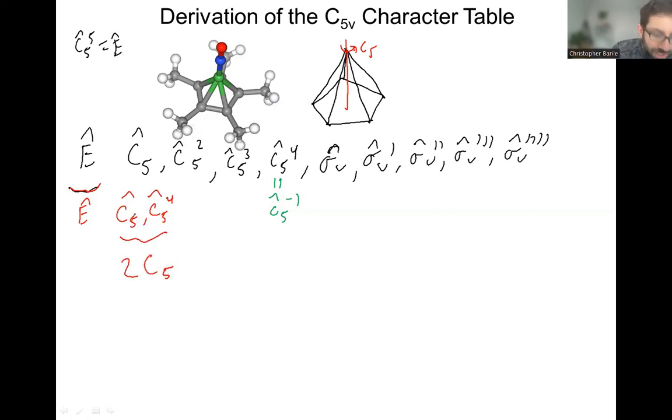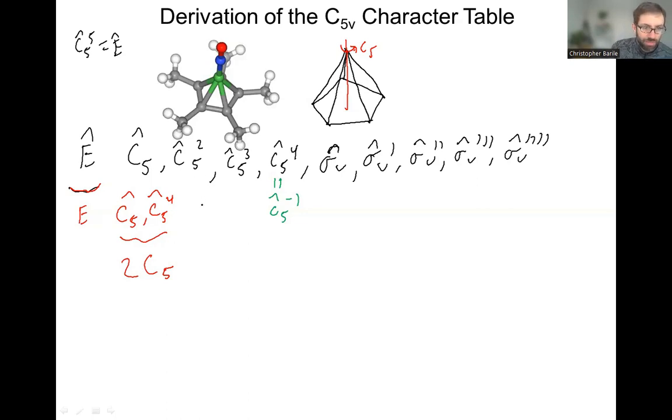We're going to call that class 2C5. We drop the hat notation here. Sorry, I should have dropped the hat notation there. We're no longer talking about operations. Now we're talking about a class that contains two C5s in it.